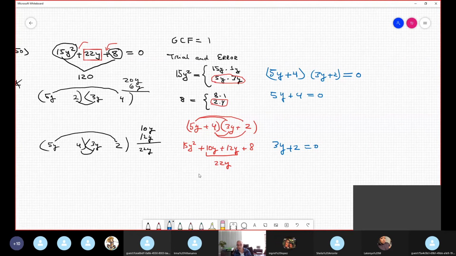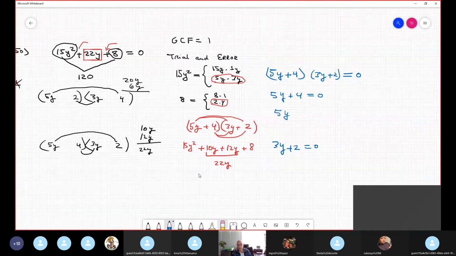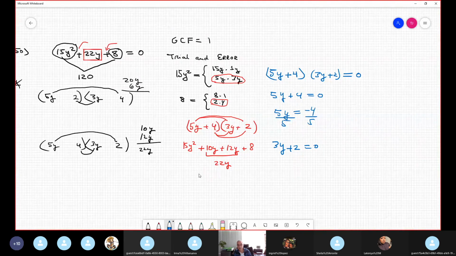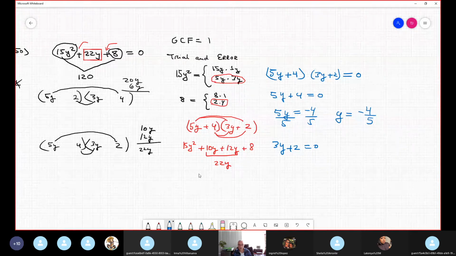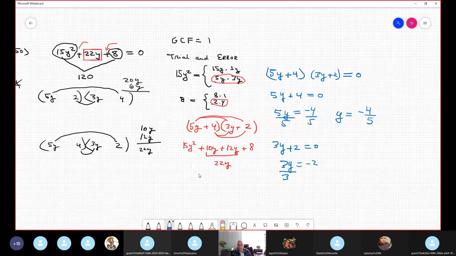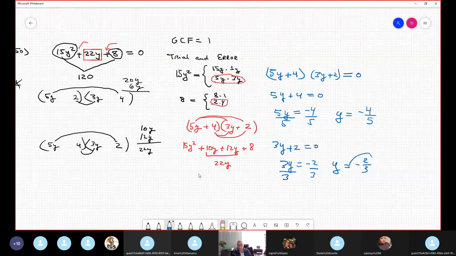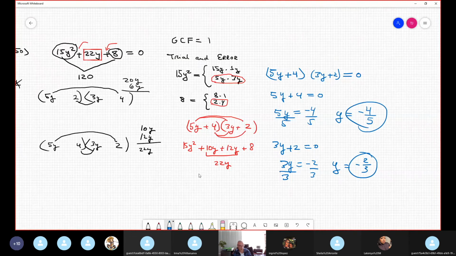And so for y, these two linear equations: 5y equal negative 4, divided by 5. The first solution is negative 4/5. And the second solution is 3y equal minus 2, divided by 3. y is equal to minus 2/3. Two solutions: negative 4/5 and negative 2/3, que is the option C. Any question?